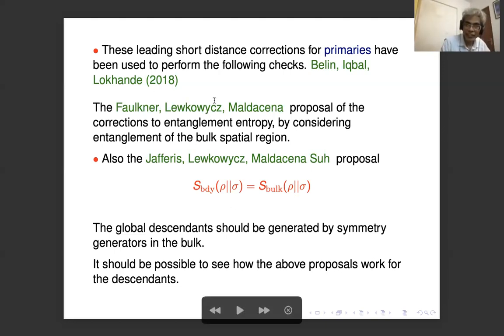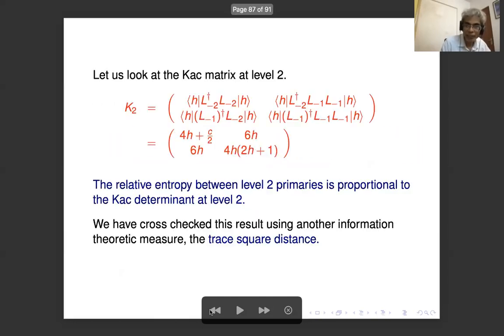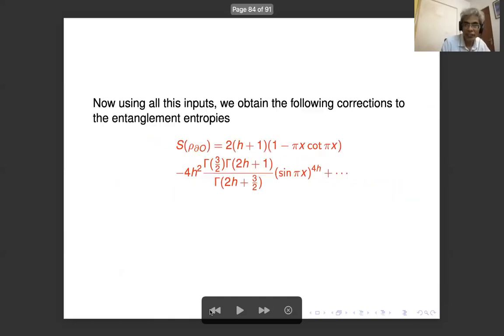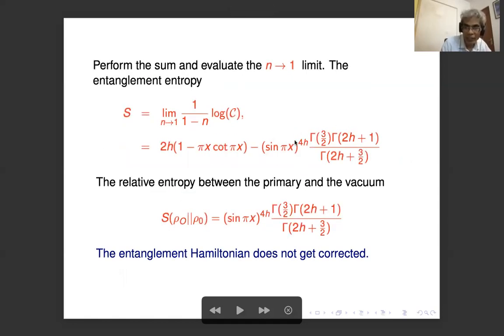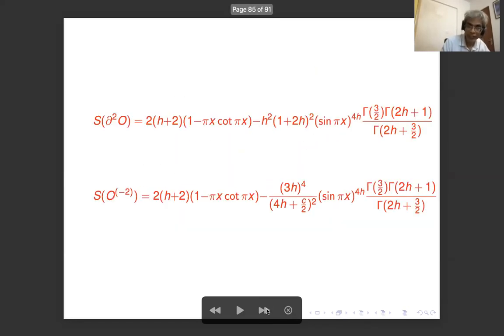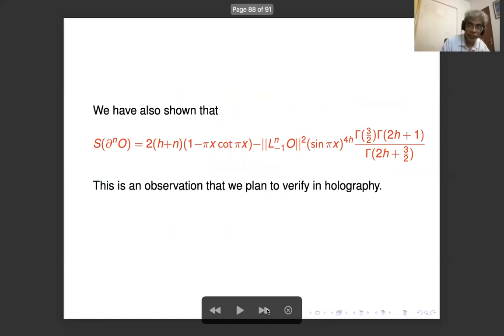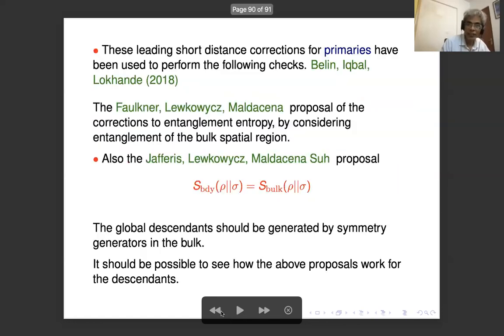So this leading short distance expansion for the primaries, let me go back, at least for the generalized free fields. The primary was this. There is this term plus this term for this excited state of weight H. Now this has been reproduced in holography by those authors. It was a very, very involved calculation, and it was done only numerically so far as I know, by Belin, Iqbal, and Lokhande in 2018.